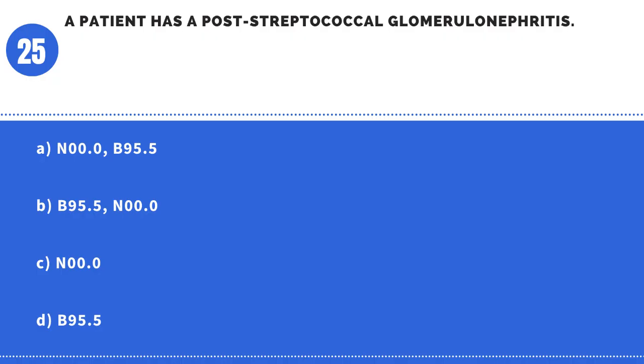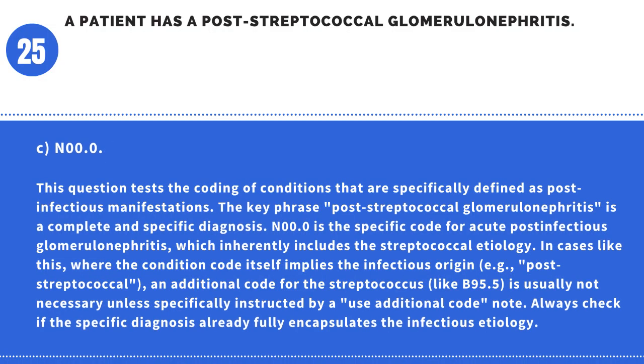A patient has a post-streptococcal glomerulonephritis. A. N00.0. B. B95.5. B. B95.5, N00.0. C. N00.0. D. B95.5. Answer C. N00.0.